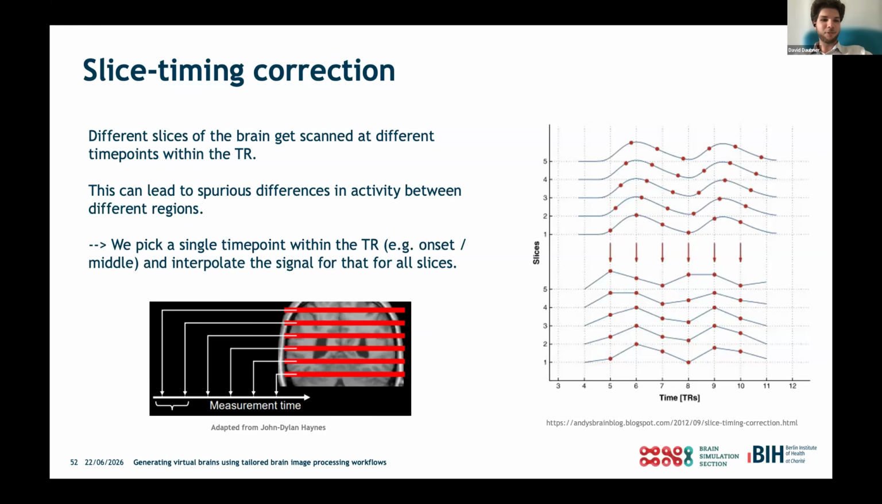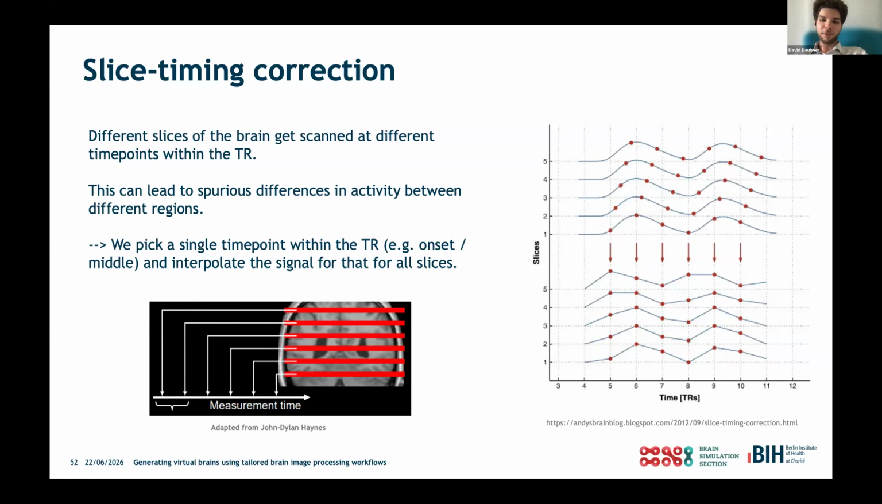Okay, so the goal of slice timing correction is to satisfy the assumption that the whole brain is sampled at the same time. And initially, this is not true, because we scan the brain one slice at a time, and so different slices of the same volume are acquired at slightly different time points within the repetition time window, as you can see in the image on the right.